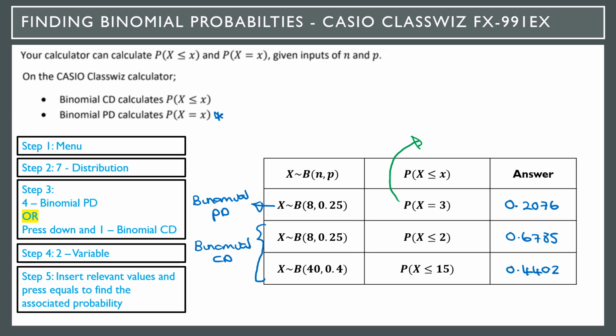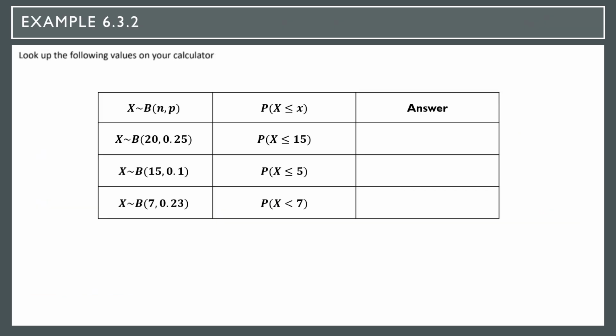Just a thought to leave with you for this first question. Although we can use binomial PD and it can sometimes be quicker to do that, if you were already in the binomial CD mode in your calculator, how could we use binomial CD to find the probability that x was exactly equal to a given value? Please can everybody now pause the video and look up the following using your calculator.